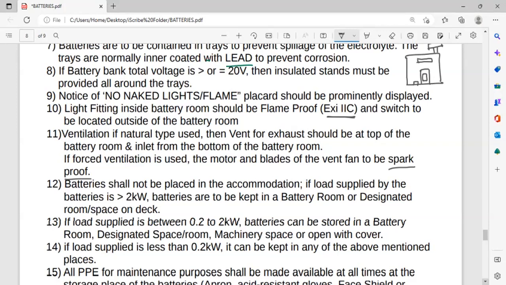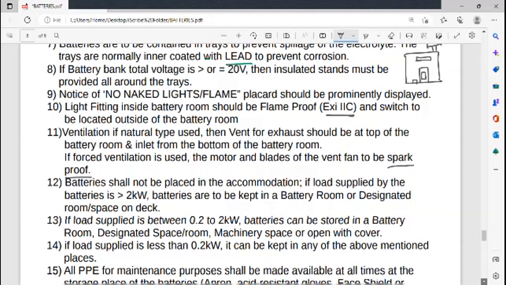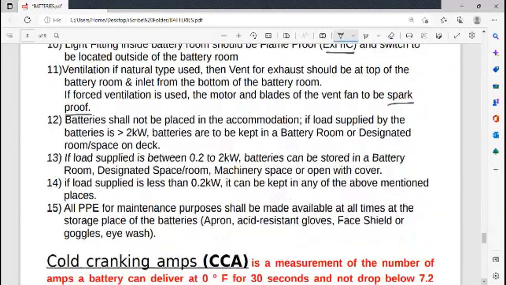Generally, you will never ever have it over there, for the simple reason that your machinery space can become very hot. When you're talking machinery space, the only machinery space that you have on board is nothing but your engine room. Heat has a very detrimental effect on your batteries, and we will see what that effect is. Point 14, if load supplied is less than 0.2 kilowatts, it can be kept in any one of the above mentioned places.